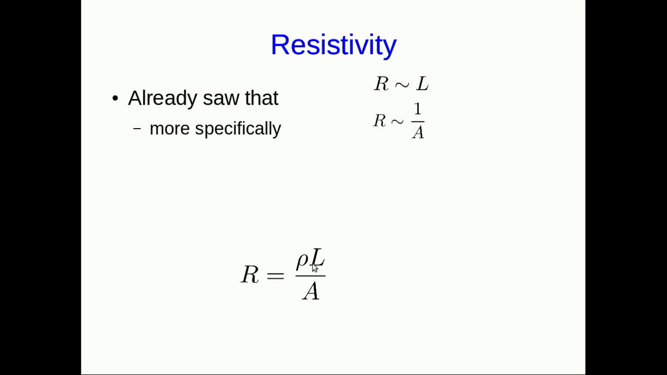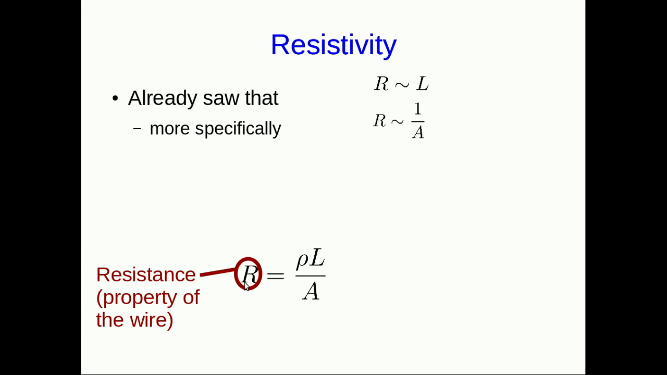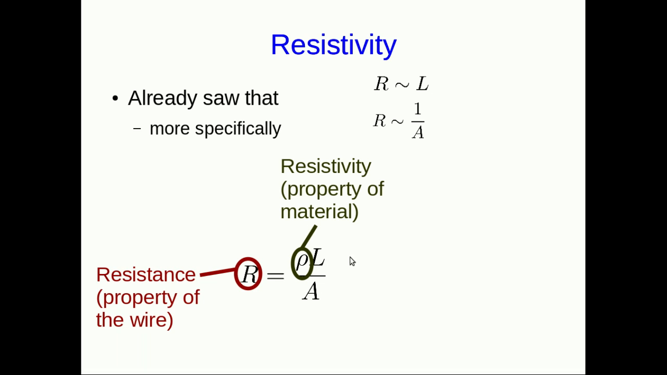Fundamentally, that'll have to do with our definition of units. So there's the resistance, and notice it's a property of the wire. Various other properties of the wire, its length and cross-sectional area, factor into calculating it. Whereas this number, this variable rho, refers to what's called the resistivity, which is a property of the material the wire is made out of.